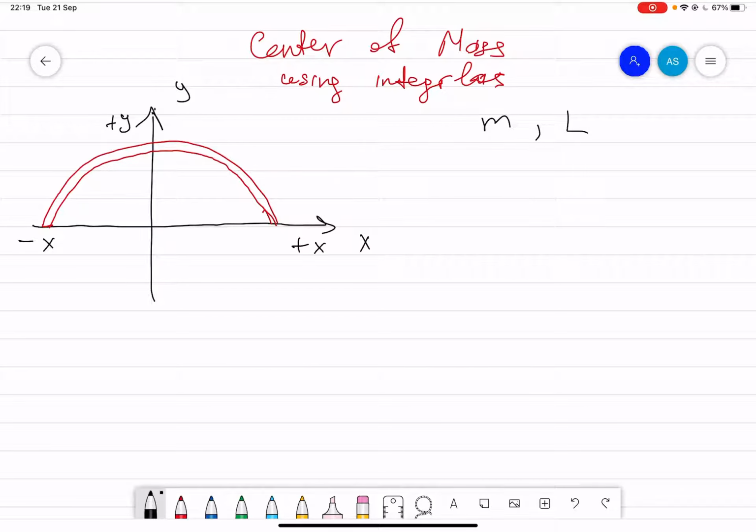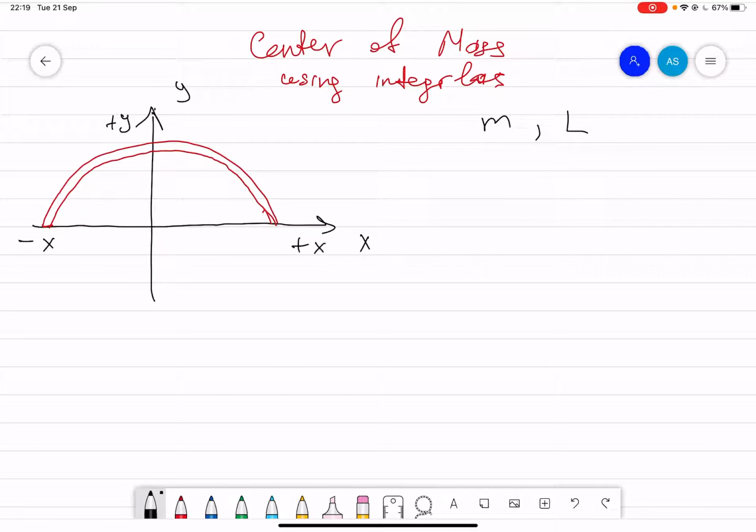bent in a semicircle shape. Let the origin be at the center of the semicircle, and have the arc start from positive x, cross the positive y, and terminate at the negative x. So we have to find the center of mass of the semicircle. M is given, L is given. So how can we find it?